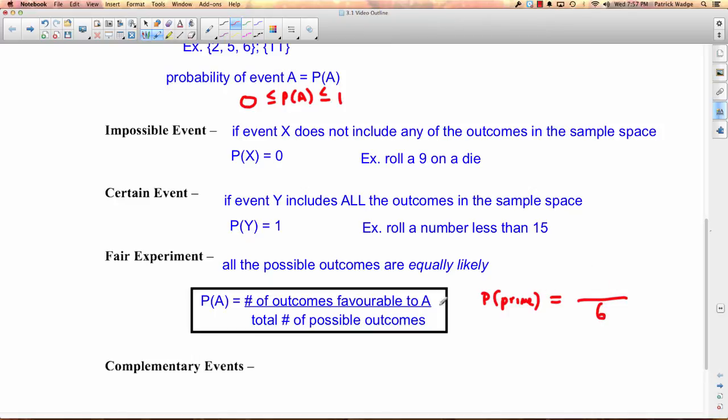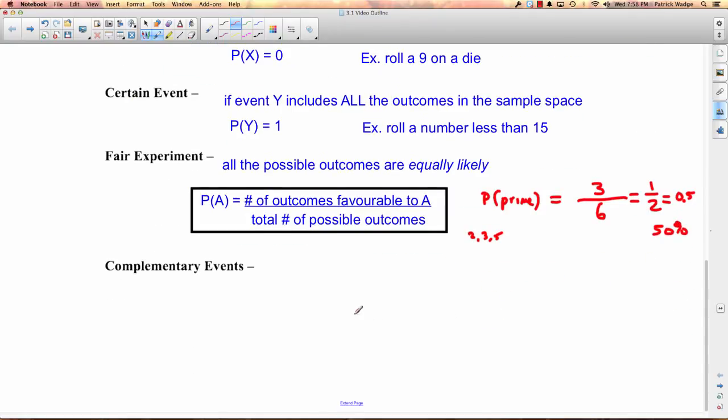The ones that are favorable to what I'm looking at are the prime numbers. So which numbers are prime? 1's not prime, I'm afraid. A lot of people think it is, but it's not. 2 is prime, 3 is prime, 4 is not, 5 is prime, 6 isn't. So there's 3 of them that are prime. So you have a 3 out of 6 chance of getting a prime number when you roll a die. 3 over 6 is the same as 1 over 2. You could also express that as a decimal, 0.5, and you could also express it as a percentage, 50%.